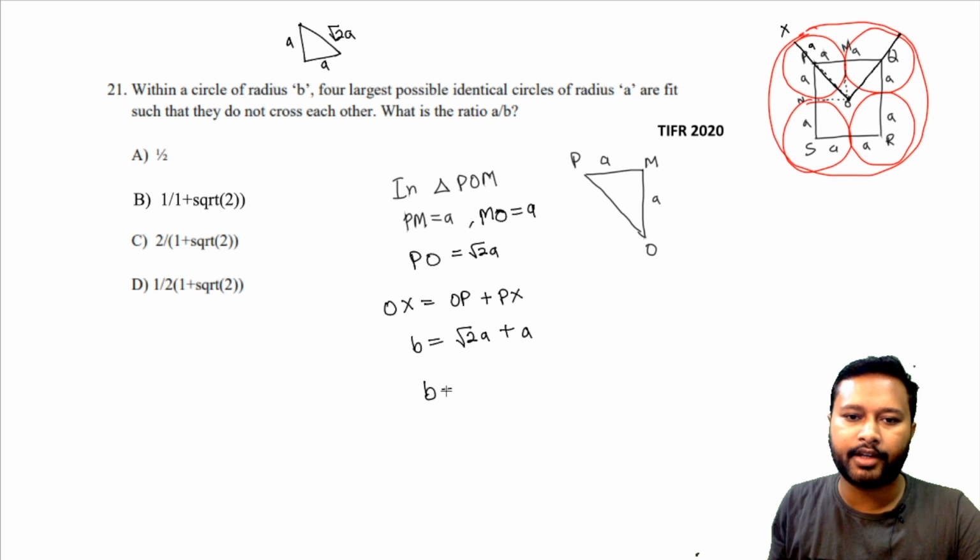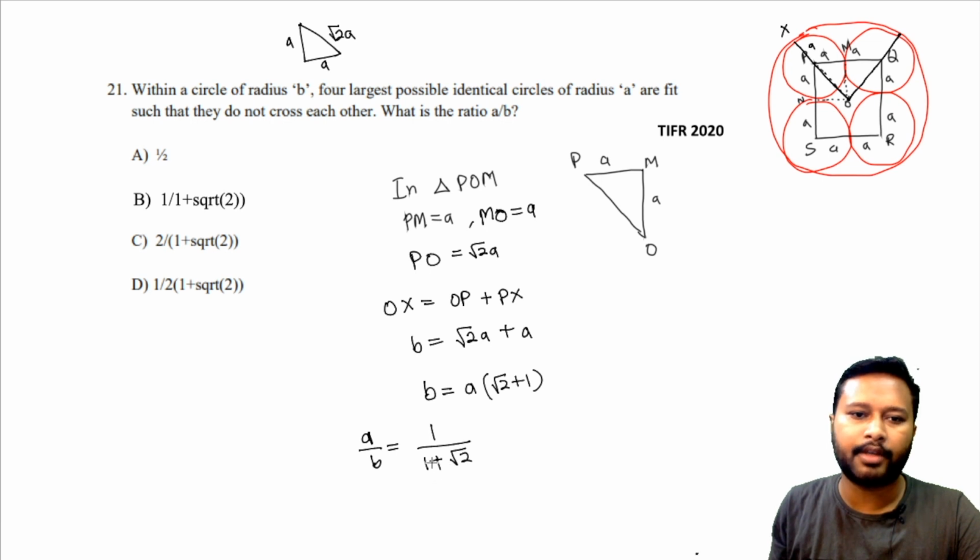So I got my relationship between b and a. So b is equal to, if I take a common, a times root 2 plus 1, and they have asked the value of a upon b. Bring this b this side and bring this value on the other side. So a upon b is going to be 1 upon 1 plus root 2.